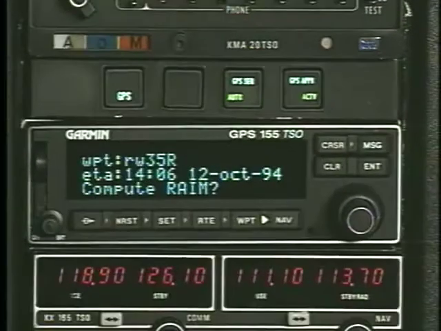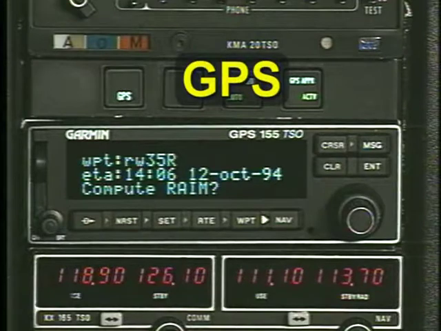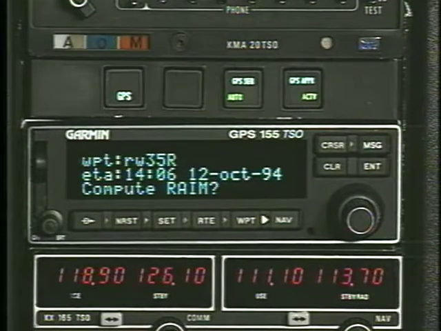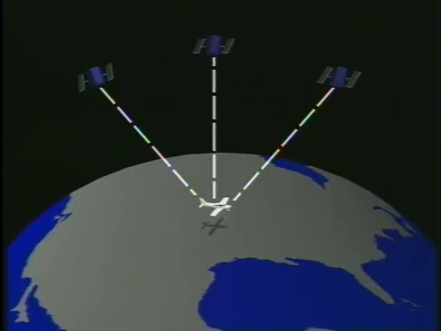Another type of navigation that is quickly replacing traditional ground-based navigation systems is the Global Positioning System, or GPS. This type of navigation system relies on signals received from satellites to calculate the position of the aircraft. A GPS receiver determines an aircraft's position through triangulation of distance measurements from a minimum of 3 satellites. And because this system is satellite-based, it doesn't have the limitations that a ground-based system might have.